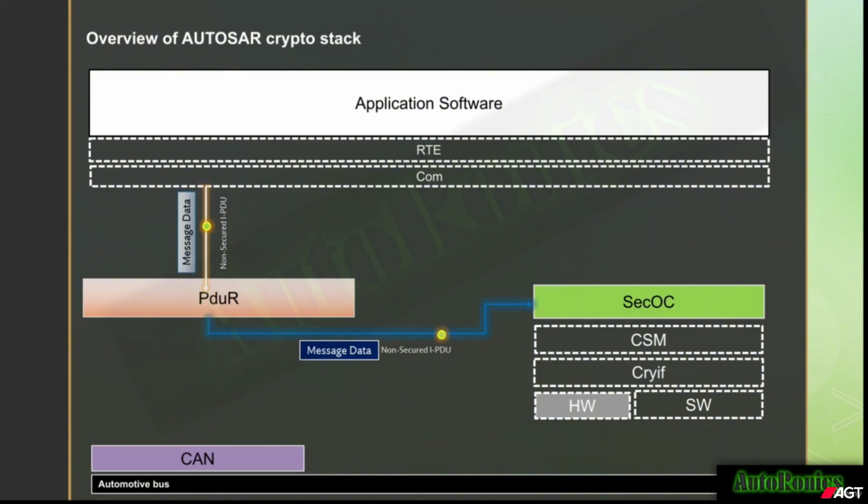And the CRY module will apply the actual algorithm. For example, it can be symmetric or asymmetric, and sends the secured data back to SECOC again. So then in SECOC, a module called freshness value is added that we will discuss much deeper in the next slides.